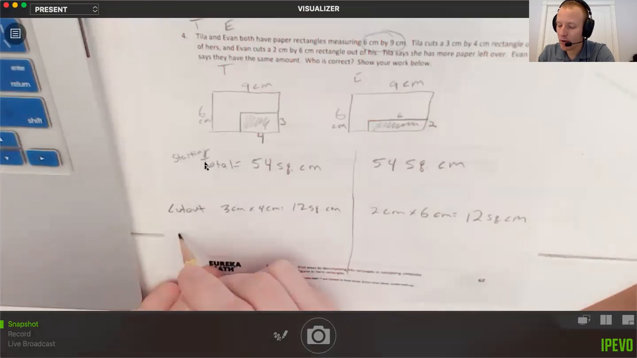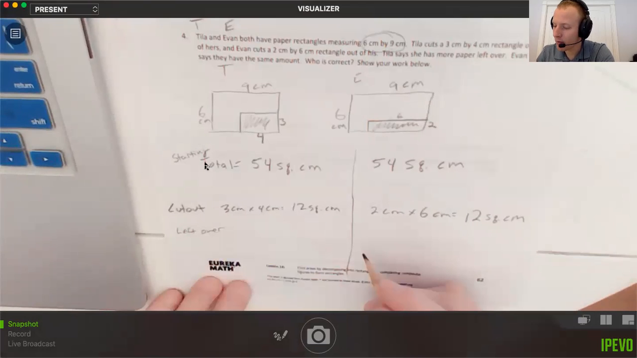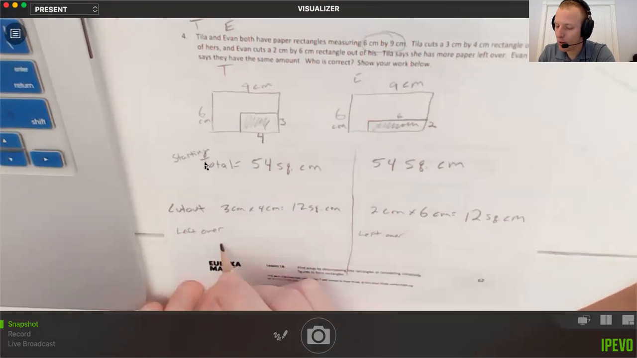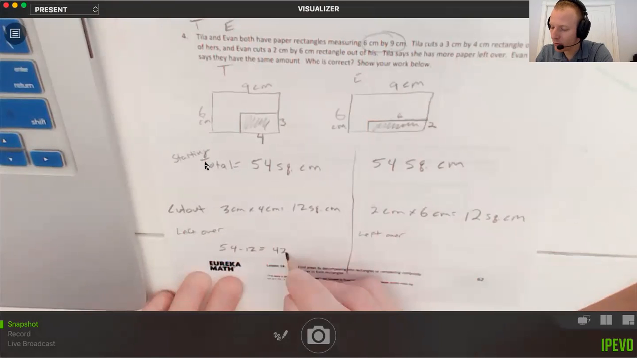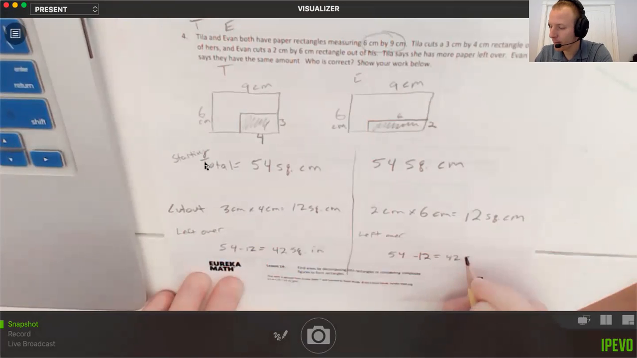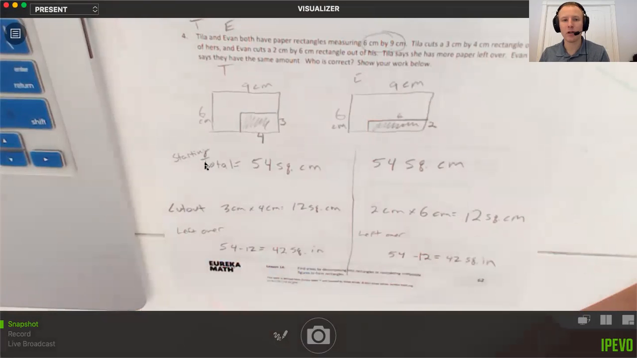So left over, we have 54 minus 12. That is 42 square centimeters. And the same is true over here. Okay. That's it. They have the same. So E was right because he said that they had the same amount left over, and we were able to prove that by showing our work.